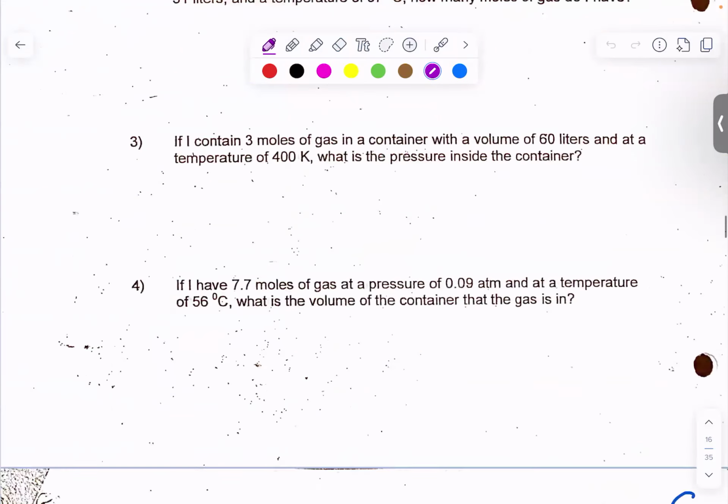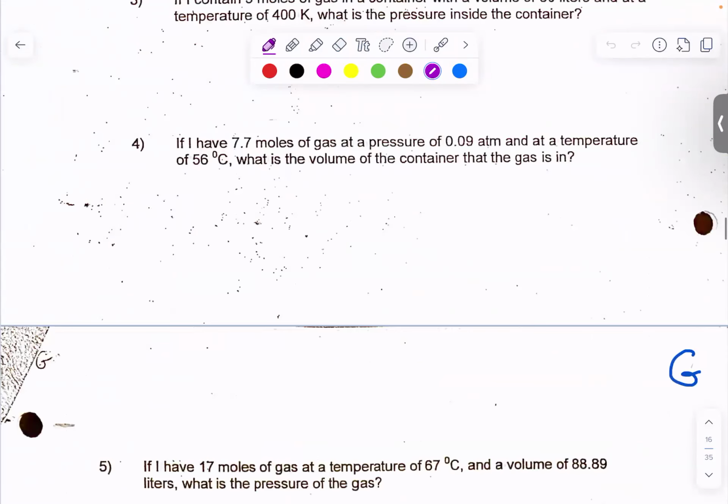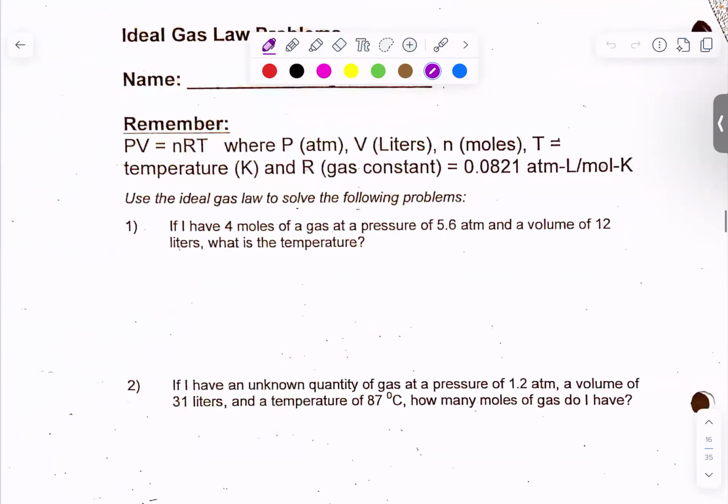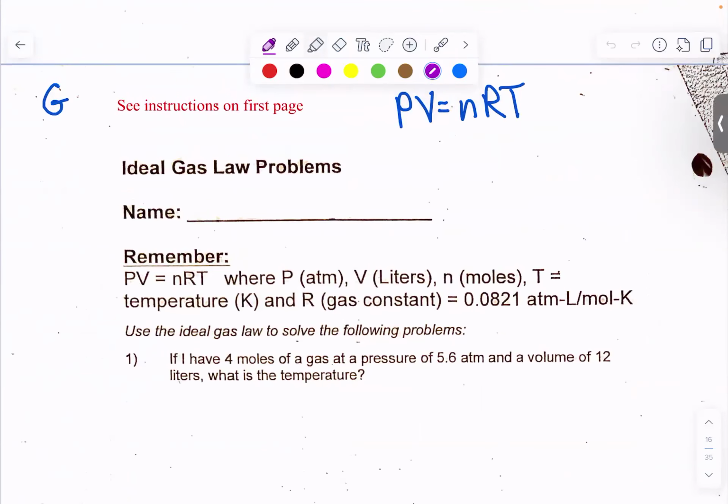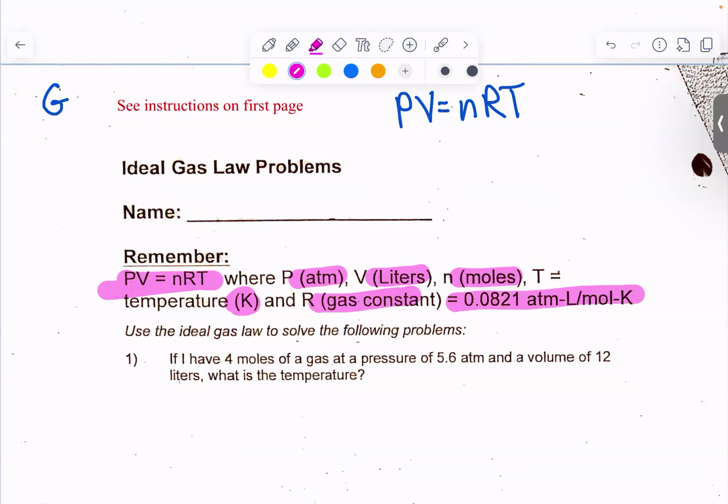So have you started it? No. All right. So this is about PV is equal to nRT. That's the basic that we have to apply. PV is equal to nRT, where P is in atm, V is in liters, n is the moles, and T should be taken in Kelvin, and R is a gas constant, and the value is 0.0821 atm liter per mole per Kelvin, right? So now we are going to start this.